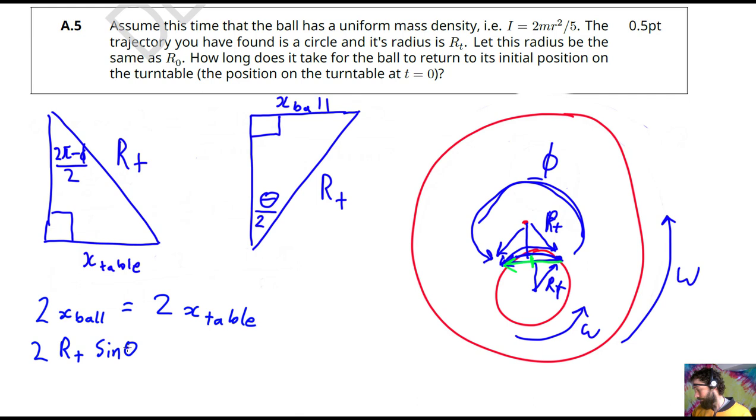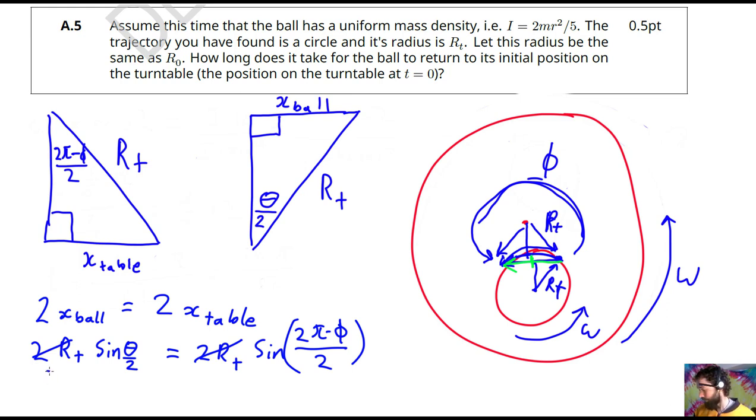And that's going to be equal to 2 multiplied by RT sine of (2 pi minus phi) over 2. All right, and we can do some cancelling. This cancels with that. And then what's inside those brackets must actually be the same. So theta over 2 equals (2 pi minus phi) over 2. Those 2's are going to cancel for us, which is nice.